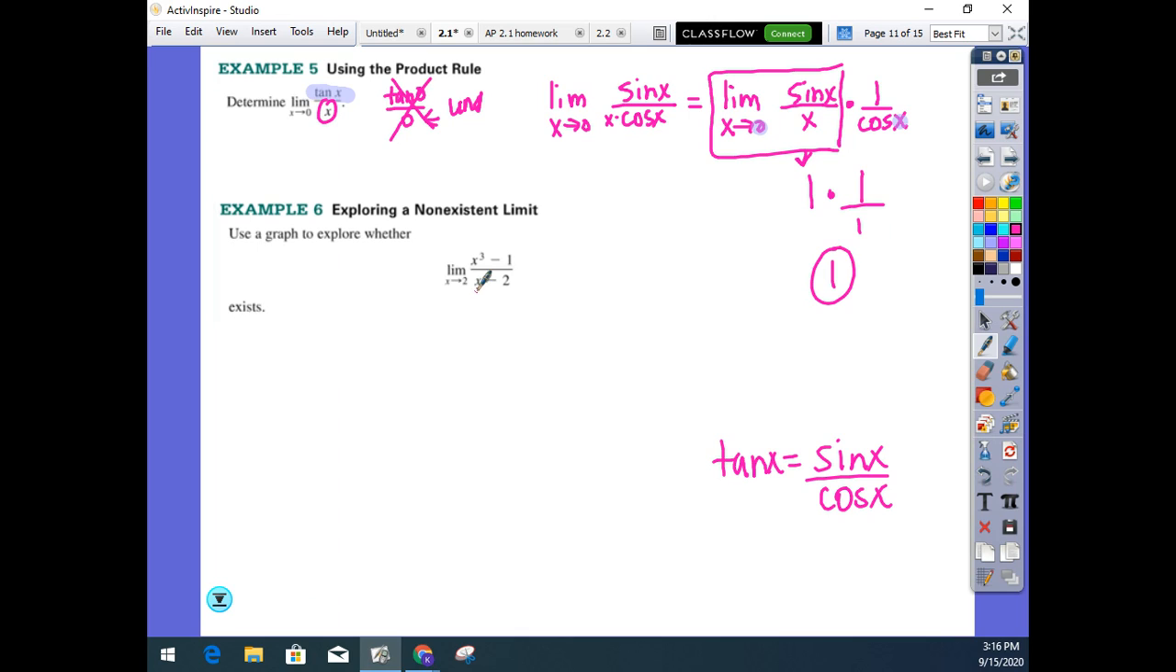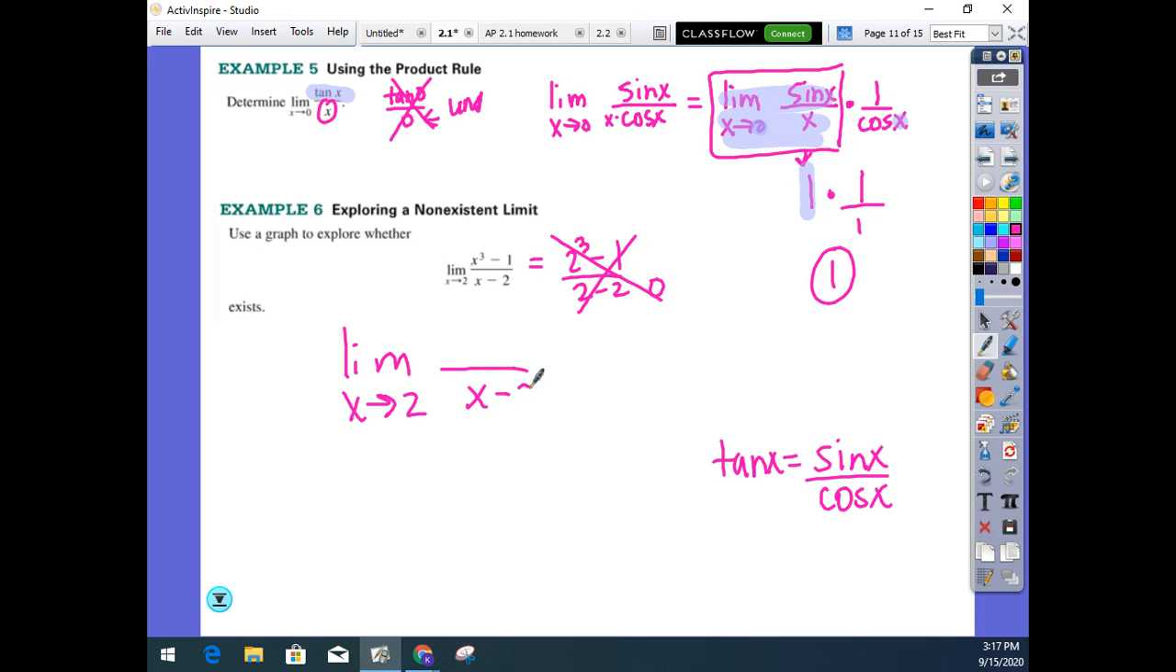I can't plug 2 in because I get 2 to the third minus 1 over 2 minus 2. If you get 0 in the bottom, you can't use the substitution method. You have to try something else. So if you see trig, typically your goal is to somehow get to this point where you know it's always 1. This is a polynomial function. What we're going to try with this is factoring.